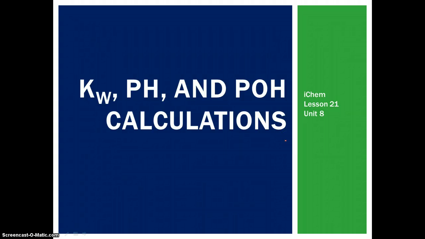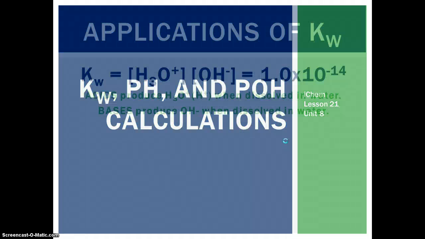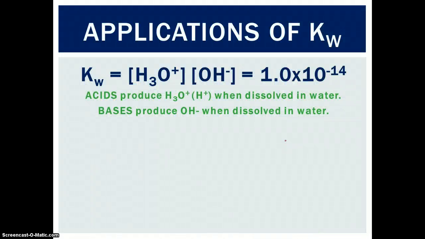All right, here is iChem Lesson 21, your second to last iChem lesson of the semester. Make sure you are taking notes through all of the example problems, especially so you're prepared to complete similar calculations on your own tomorrow. So the first thing that you need to learn is this KW value.